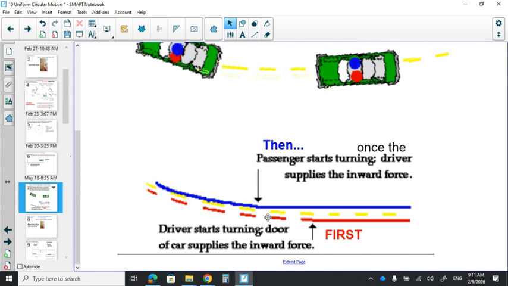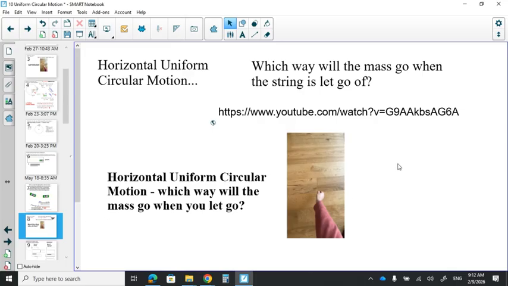But in reality, you're just trying to go with a straight line motion. Really, the people on the outside of the circle are the ones that end up kind of slamming into you and making you finally make that turn, right? So that has to do with the idea of which way a mass will go when you let go.